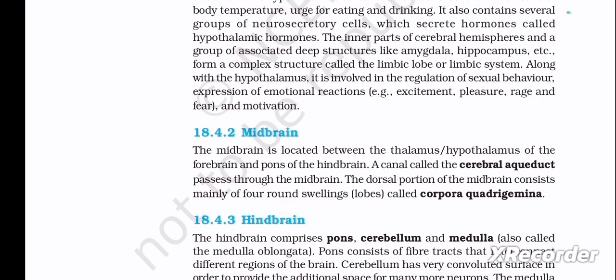Next is midbrain. The midbrain is located between the thalamus or hypothalamus of the forebrain and pons of the hindbrain. A canal called the cerebral aqueduct passes through the midbrain. The dorsal portion of the midbrain consists mainly of four round swellings, that is lobes, called corpora quadrigemina.